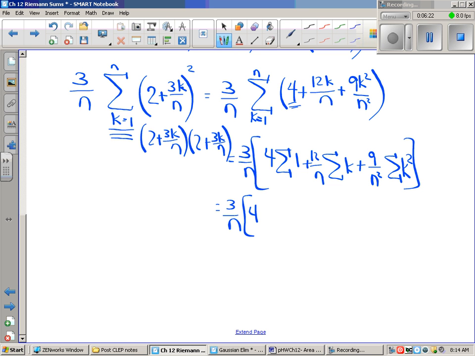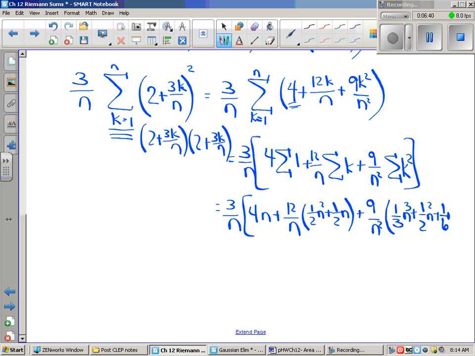What does this mean? Well, in place of the summation of 1, I'm going to put n. In place of the summation of k, I'm going to put 1/2 n squared plus 1/2 n. In place of the summation of k squared, I'm going to put 1/3 n cubed plus 1/2 n squared plus 1/6 n. And then I'm going to simplify this mathematically.